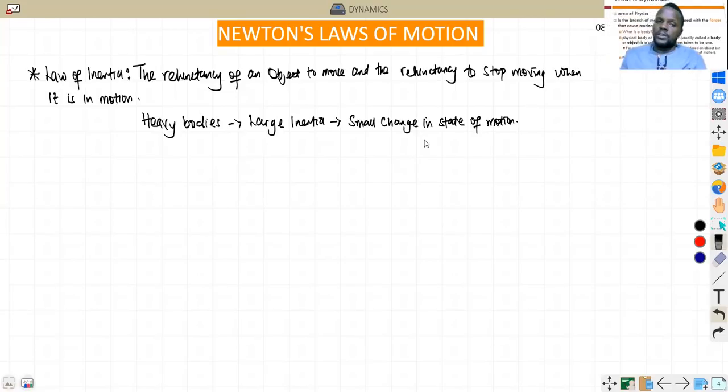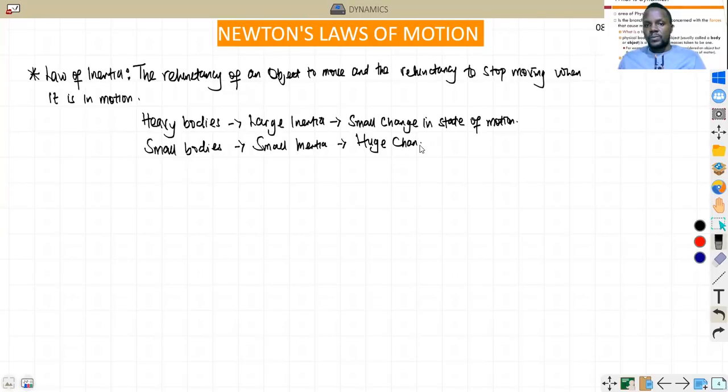So small bodies, when we talk about small bodies, simply means small inertia. So we say there will be a huge change in state of motion.